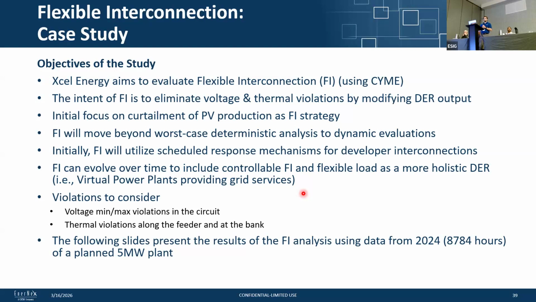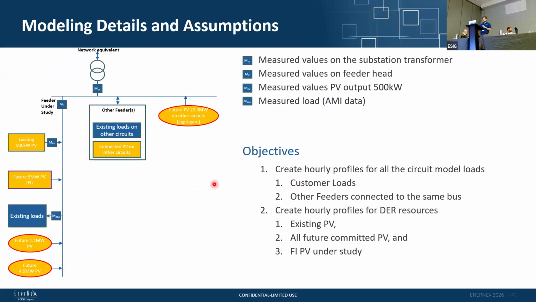So the main violations that we looked at were voltage, min max, and thermal violations along the feeder. And so the following slides, again, are just to present some of the analysis that we performed using data from 2024 from the AMI program that Zach was talking about. And yeah, there's an 8760 study, but 2024 is a leap year, so 8784. It's a 5 megawatt PV plant in Colorado. So some of the assumptions that we had to make, we knew that there's some larger existing PVs here.